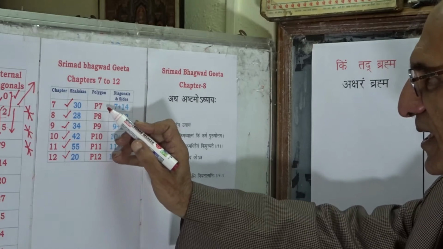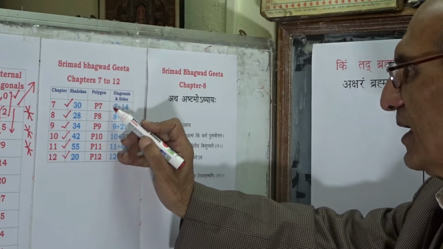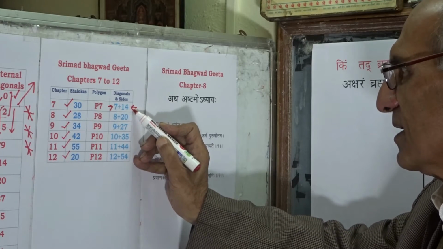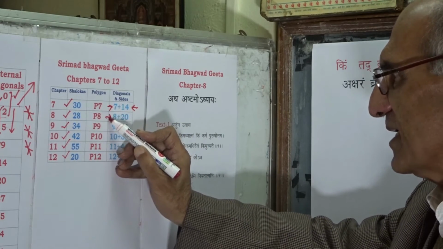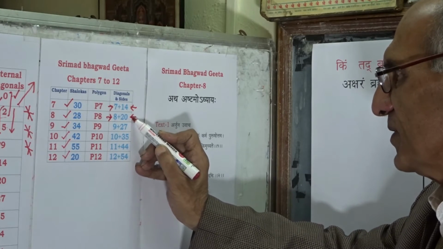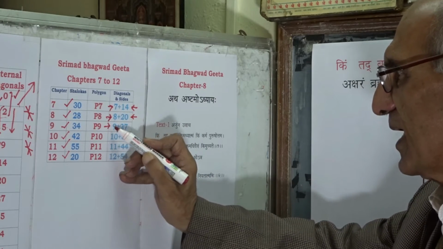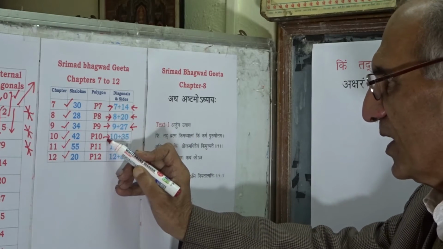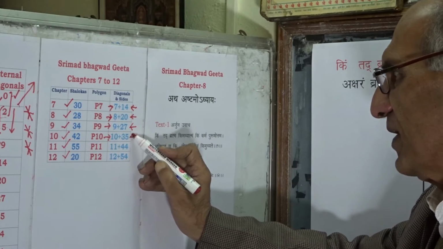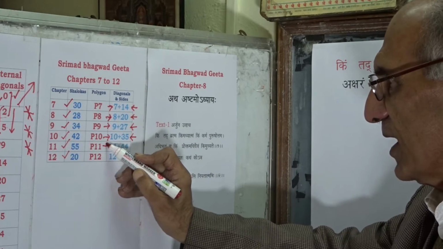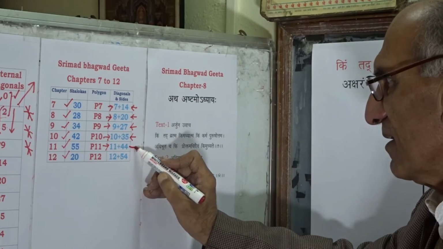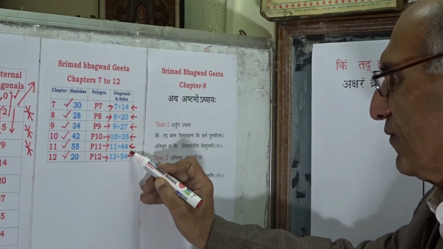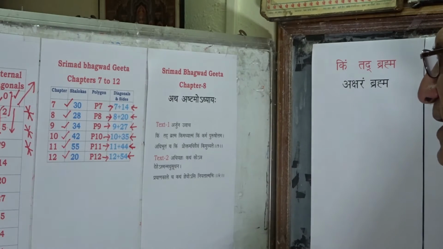Now see, in case of polygon 7, we are having 7 sides and 14 internal diagonals. In case of polygon 8, we are having 8 sides and 20 internal diagonals. In case of P9, we are having 9 sides and 27 internal diagonals. In case of P10, we are having 10 sides and 35 diagonals. In case of P11, we are having 11 sides and 44 diagonals. And P12 leads to 12 sides and 54 internal diagonals.